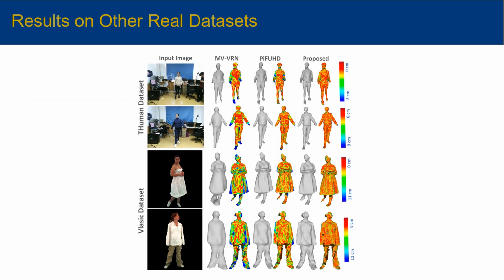Results of comparative evaluation on Vlasic and the human datasets against PIFuHD and MVVRN show that the proposed method significantly outperforms existing methods on real datasets.